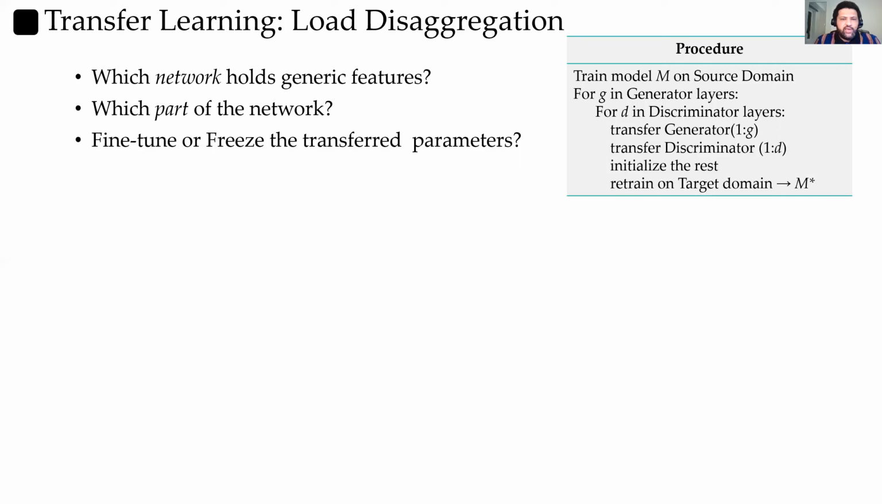The source and target domains can be the electricity consumption of two different buildings from the same dataset, or from different datasets, or even different countries. For that, we use open access datasets, the benchmarking datasets that are commonly used in the NILM field. Actually, this procedure produces 70 M-star models for every source and target pair, as we have 5 discriminator layers and 7 generator layers in the structure of GAN-NILM. And we did this by either fine-tuning or freezing the transferred parameters.